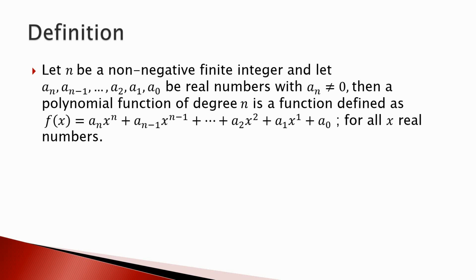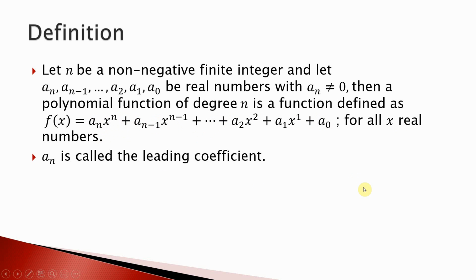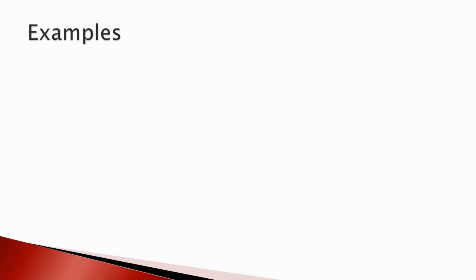Okay. So this is the general definition of a polynomial. A polynomial is any function like this, with these coefficients being independent of x. Okay, so this can be any finite power. And a_n is called the leading coefficient, and we will go through some examples.